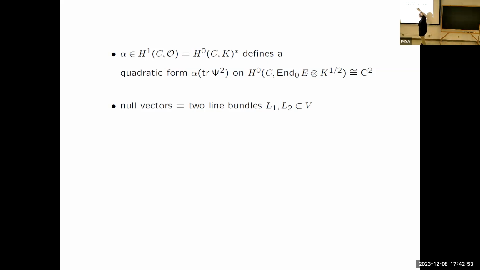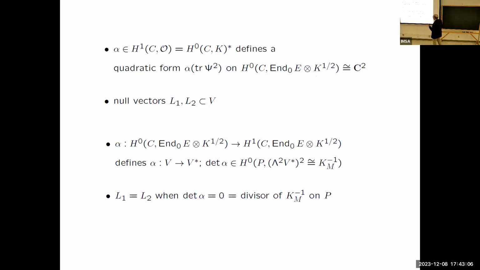Here I've said line bundles, but what I mean, actually, this must be an old version. It's two subspaces of V, two null vectors, and they will coincide where, so we can look at this another way.